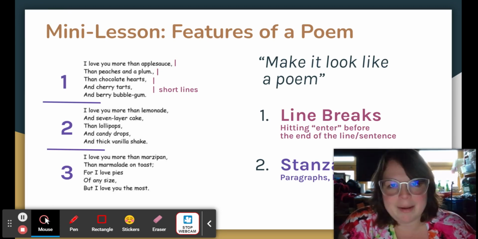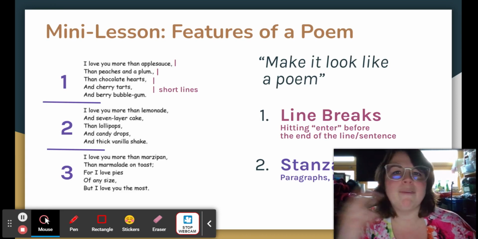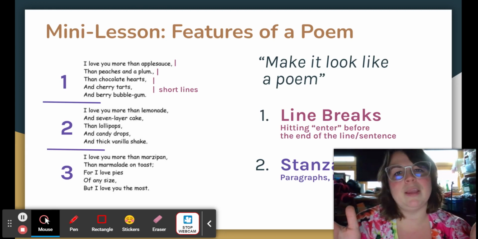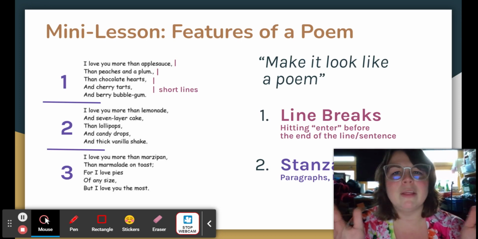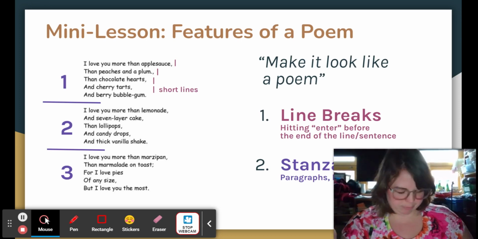I'm going to talk about line breaks first. When we write paragraphs, we don't really have to worry about hitting enter all that much. But when you write a poem, you're going to find yourself hitting enter a lot more because poets hit enter and add line breaks even before the end of their sentence. Usually they'll put a line break in between thoughts. So the lines of a poem are a lot shorter than the lines of paragraphs.